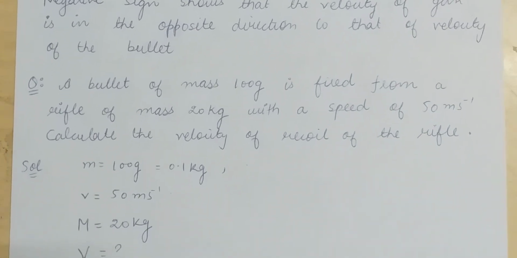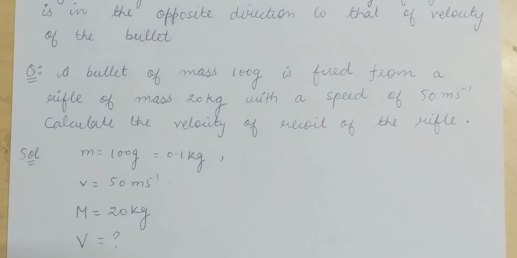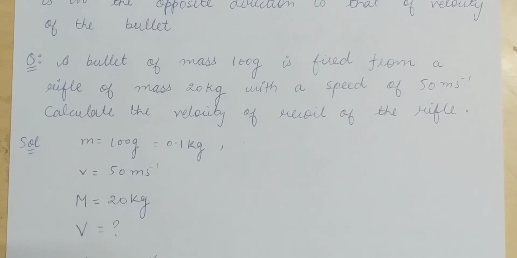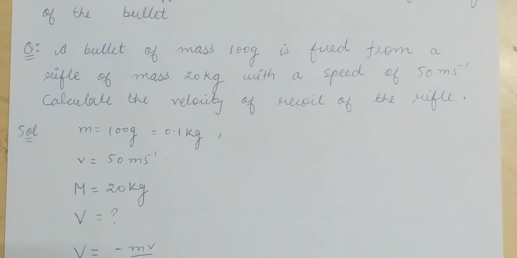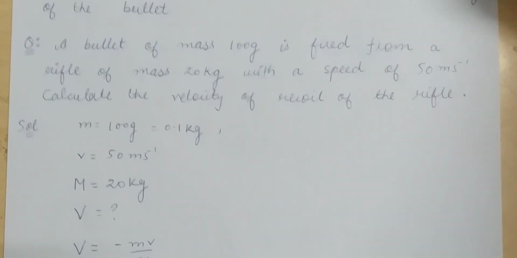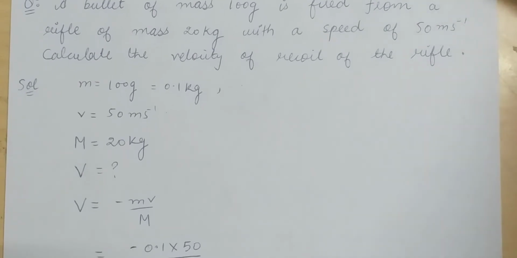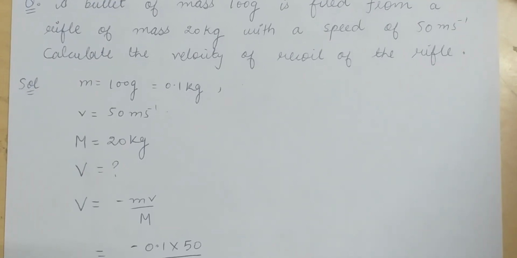So one question is here: a bullet of mass 100 gram is fired from a rifle of mass 20 kg with a speed of 50 meter per second. Calculate the velocity of recoil of the rifle. So mass is 100 gram, that can be written as 0.1 kg. v equal to 50 meter per second and M equal to 20 kg, and big V we need to know.